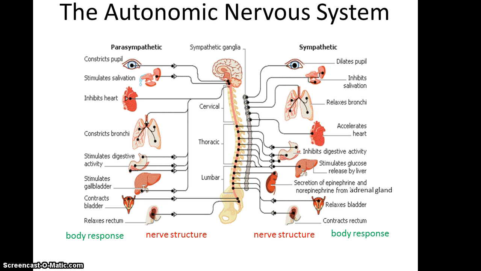So here we're going to be talking about the autonomic nervous system, the parts of our nervous system that control things that we don't consciously control. And this tends to be broken up into two main divisions. The parasympathetic division, which leads to such responses as the relaxing of the rectum, contracting of the bladder, constricting of bronchi, and so forth, which are body responses, and the sympathetic division, which again has a nerve structure that leads to particular body responses like dilated pupil, accelerated heartbeat, and so forth.